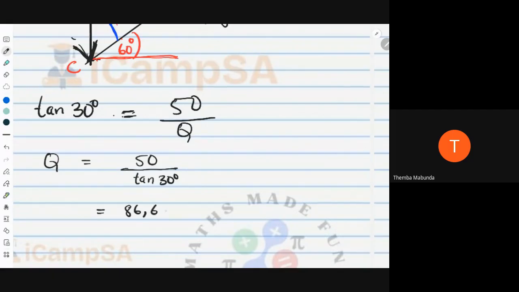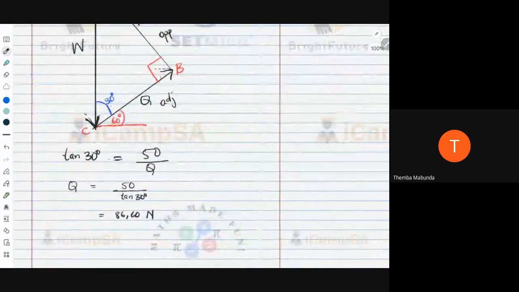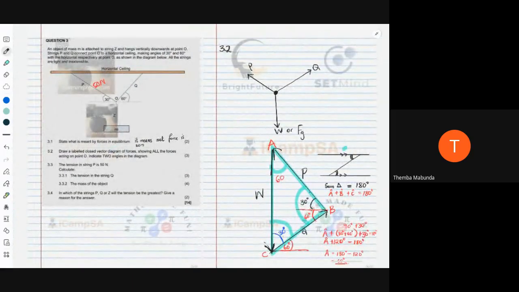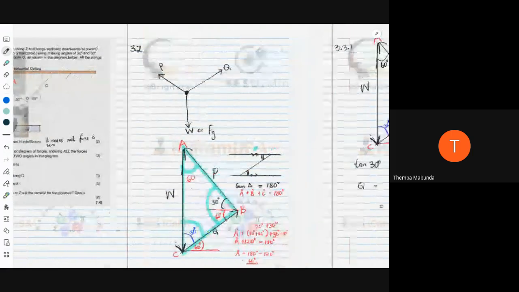86.6, just like that. No, nothing else after the 6. 0. Oh, 6, 0, okay. This is in newtons, okay? So, yes, that's what. They didn't ask us to find the direction, so we can leave it at just that.